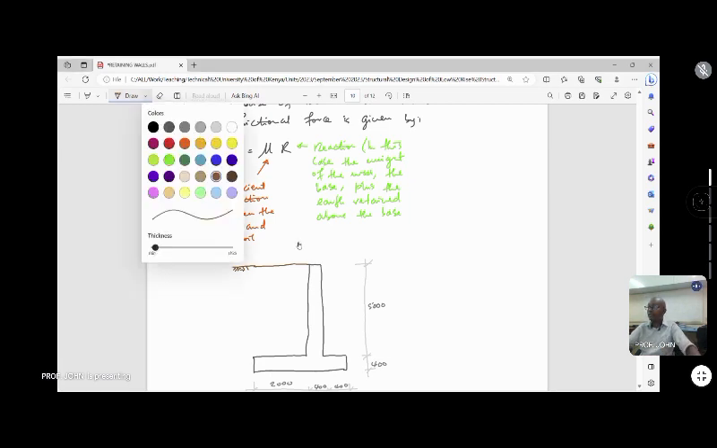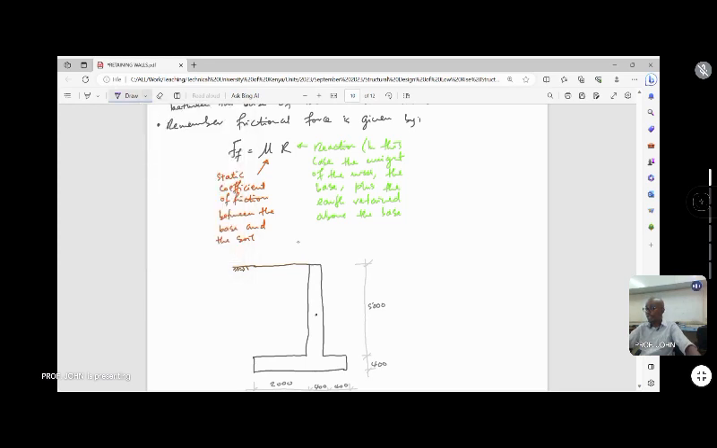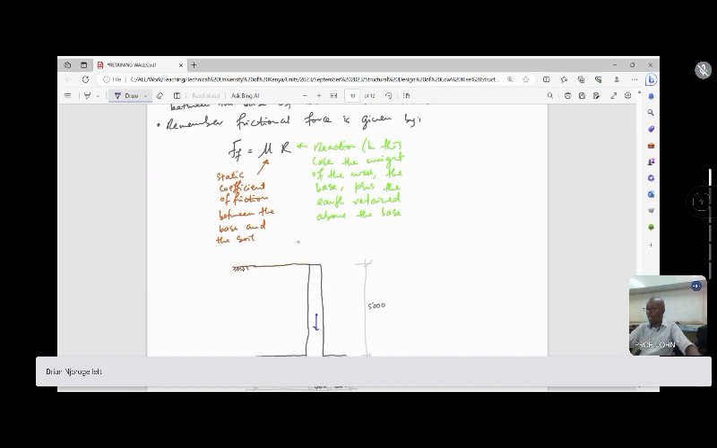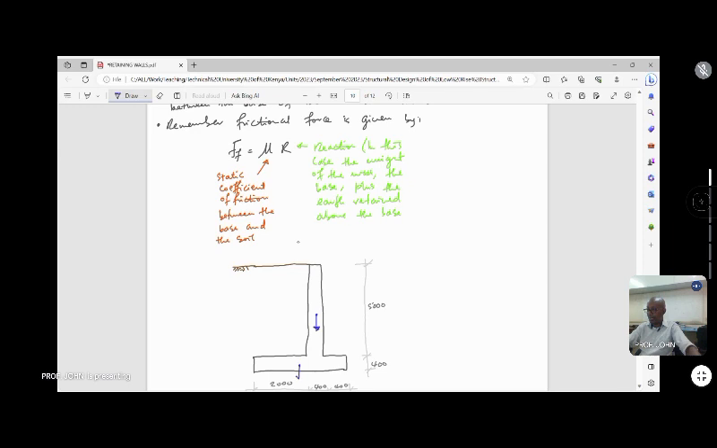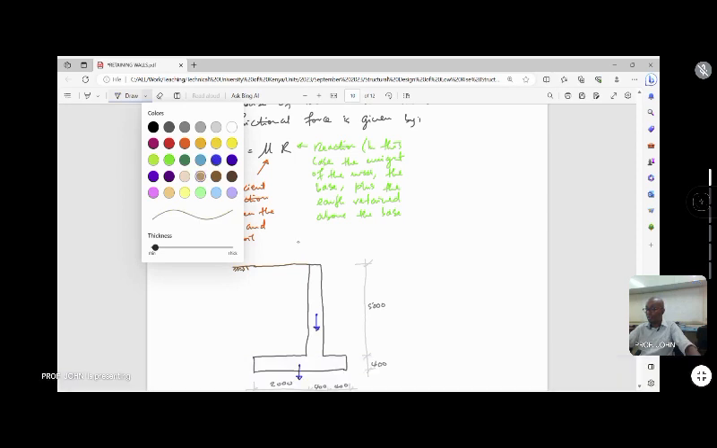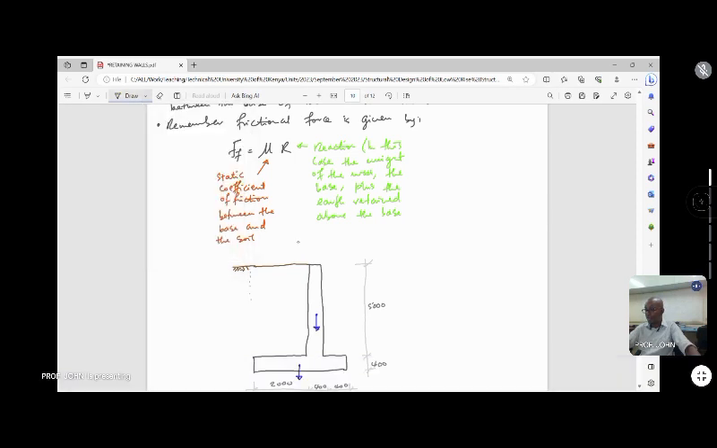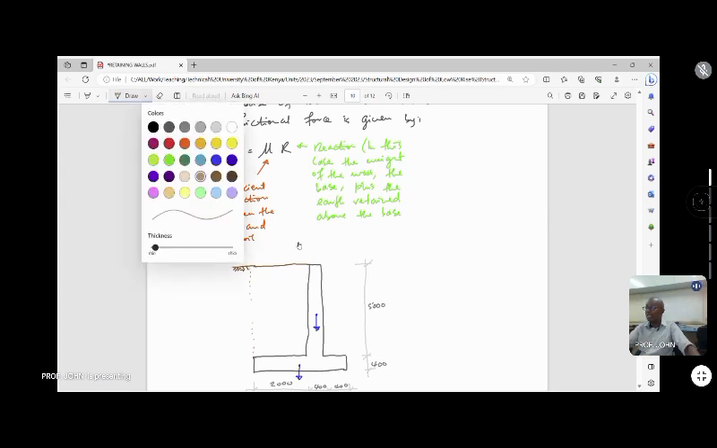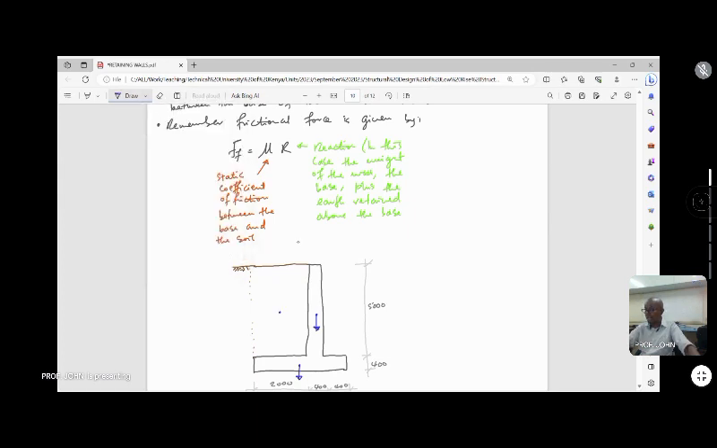We're interested in these weights. We've said the stem itself is exerting a weight. The foundation at its center of gravity is exerting a weight. And the retained earth above that foundation is also exerting a weight at its center of gravity. The weight of wall, weight of base, weight of earth.